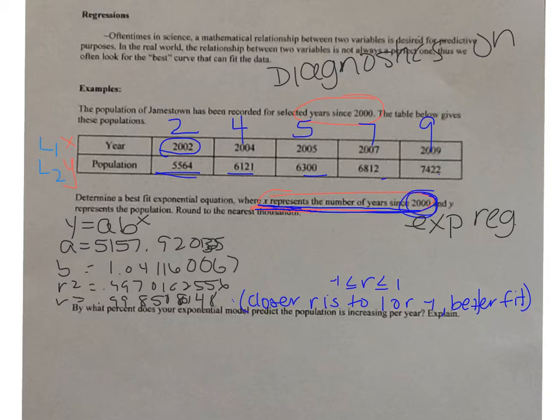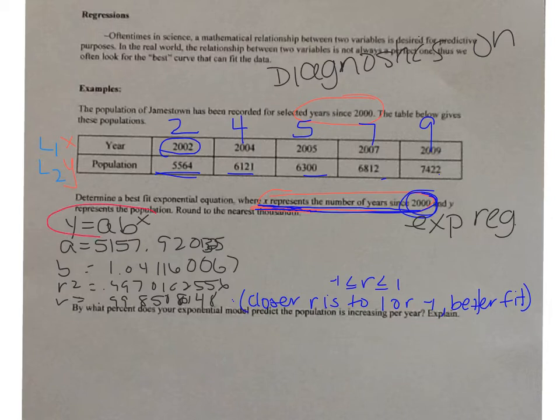All right, so as it gets closer to 1 or to -1, the points will start to get closer to some type of curve, whether it's a line or an exponential or a natural log or whatever. Okay, so now let's write the equation because I didn't actually write the equation yet.